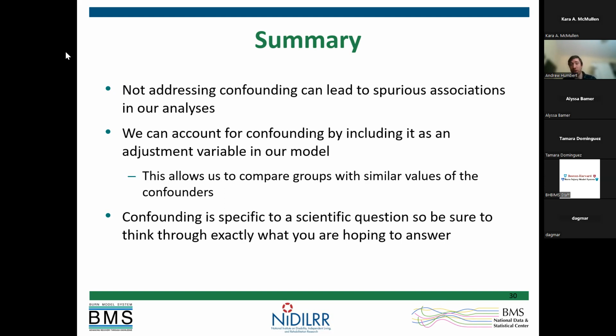And the last point to really drive home is that confounding really is specific to a scientific question, and it's specific to scientific beliefs in terms of how you think causal pathways are operating, where you think associations exist and don't. So it's really important to critically think through this and have a discussion about how you think these variables may impact other variables to determine if it needs to be included as a confounder, or if it's something you want to omit because you're looking at a very specific type of relationship that you want to capture.